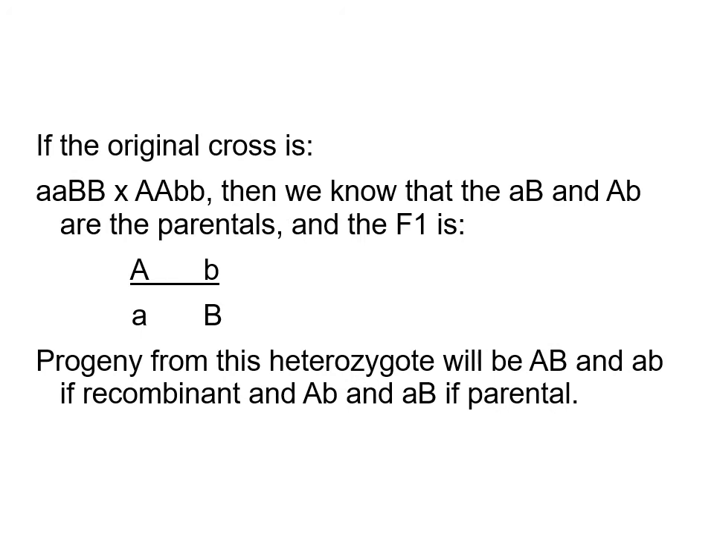So this is what I just said before. If we know that these are the parentals, we've got little a, big B, and big A, little b, then we write that parental, or we know what the F1 is, and it has a big A, little b on one homolog, and little a, big B on the other homolog. So depending on what the original arrangement is, two of the progeny types are going to be parental, and two are going to be recombinant.